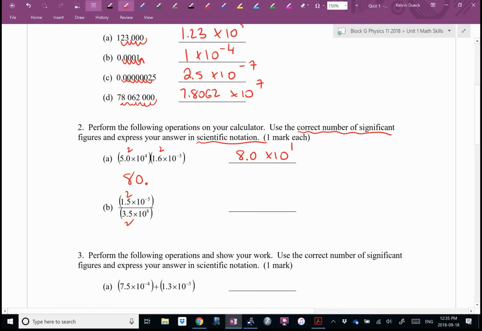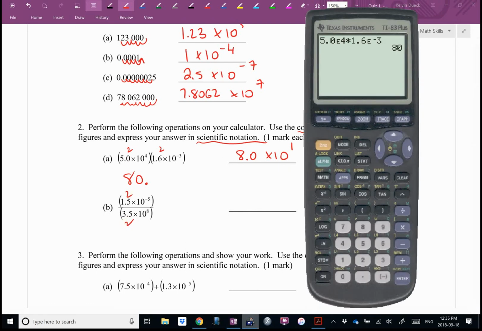2 sig figs, 2 sig figs. I'm going to go to 2 sig figs. A common mistake that I'm seeing with scientific notation, first of all, is this a fraction? Yeah. Is there more than one thing on the top? Not if I use my scientific notation button, so I don't need brackets around the top. Is there more than one thing on the bottom? Not if I use my scientific notation button, so I don't need brackets around the bottom.